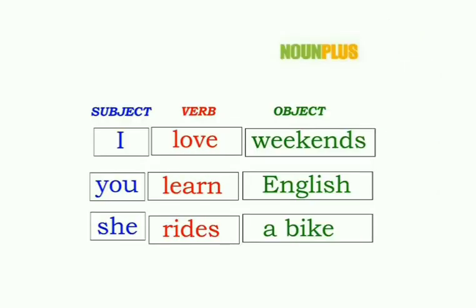See here. Examples for subject, verb and object. I love weekends. This is a sentence in which I is subject here. Love is verb. Weekends is object. Another one. You learn English. You is subject. Learn is verb. English is object. She rides a bike. She is subject. Rides is verb. A bike is object.